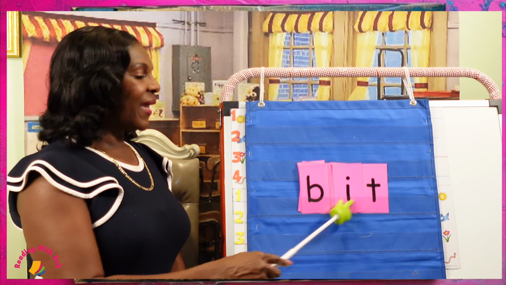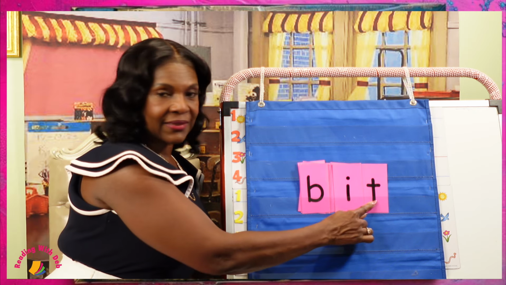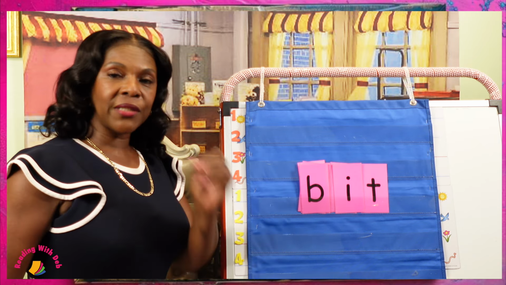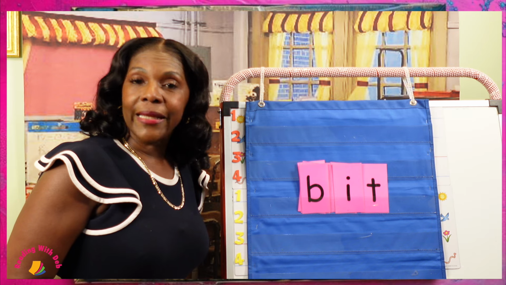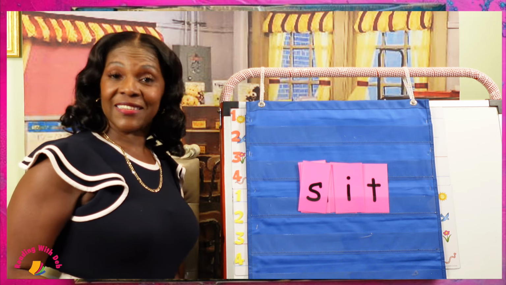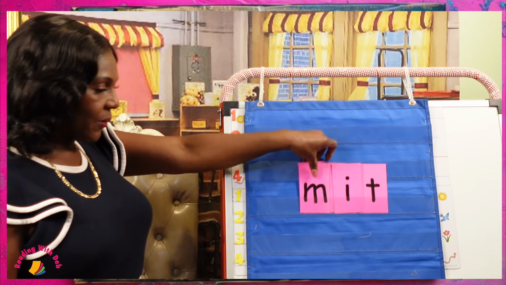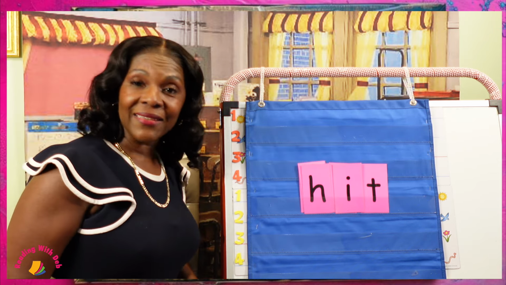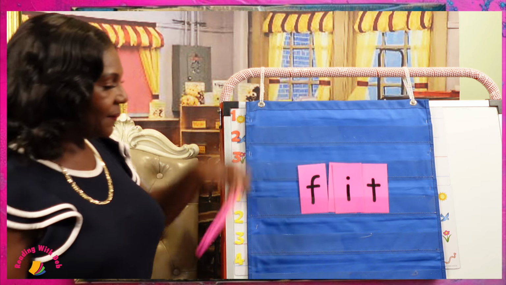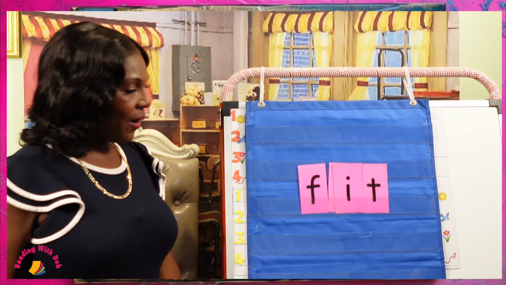Let's see what the words are if we change it to I. Bit, bit. Now, we're going to keep the it. And let's see how quickly we can say the words by just changing only the beginning letter. If that's bit, now this is sit. This becomes mit. This one, hit. This one, jit. This, fit. Very good.